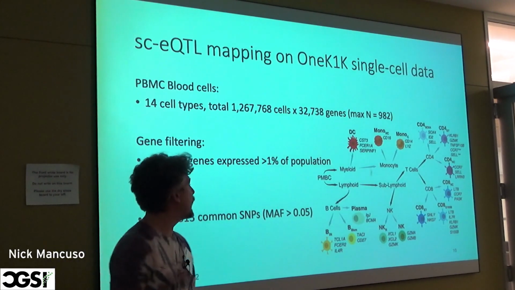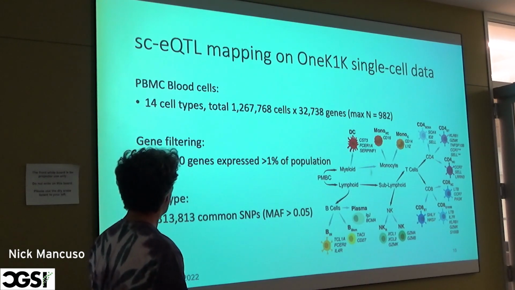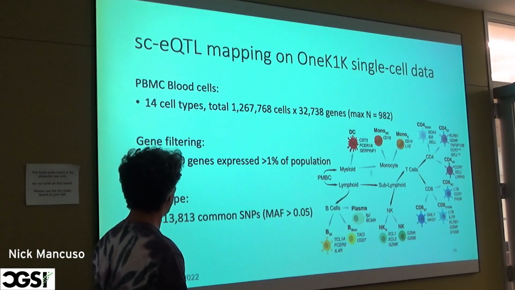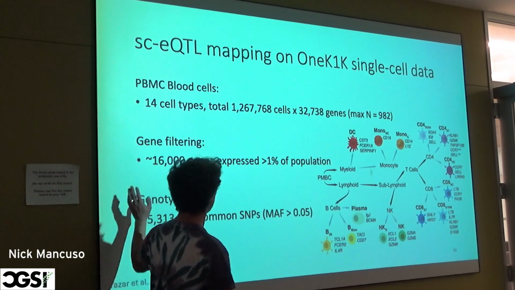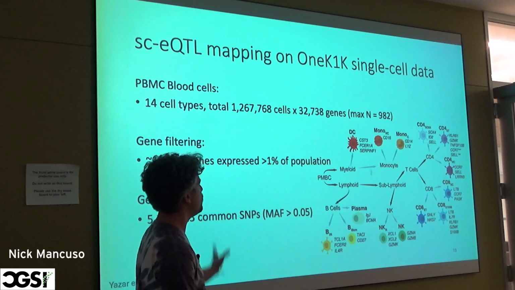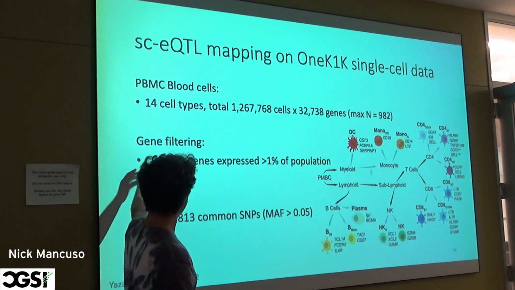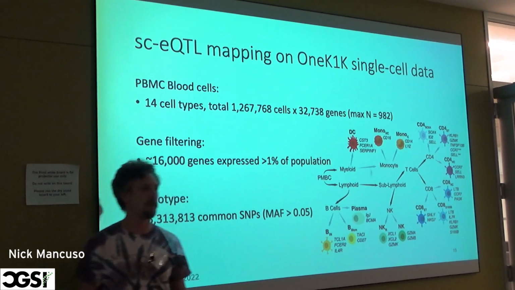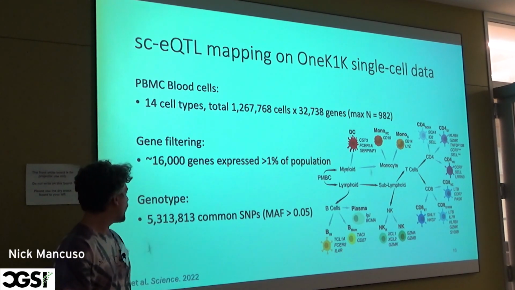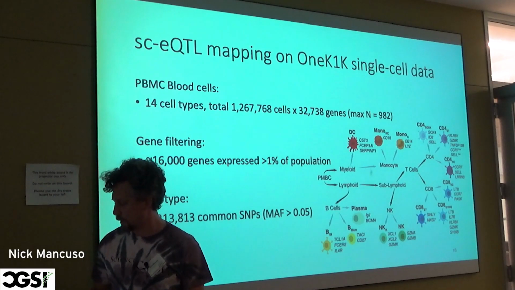And so then we went to apply it to the 1K data, where we have 14 cell types from whole blood, and looked at roughly 32,000 genes. We did a bit of filtering to focus on 16,000 genes that had expression at least 1% in the population, and then focus on common genetic variation.